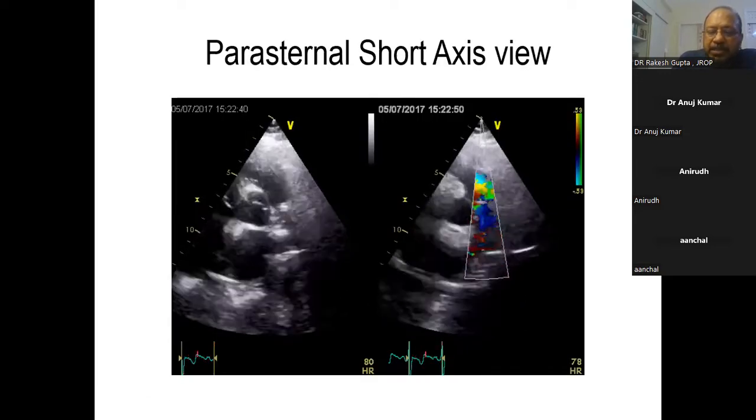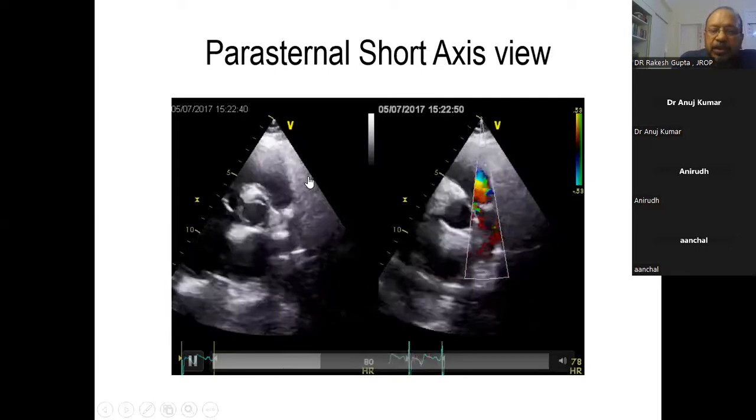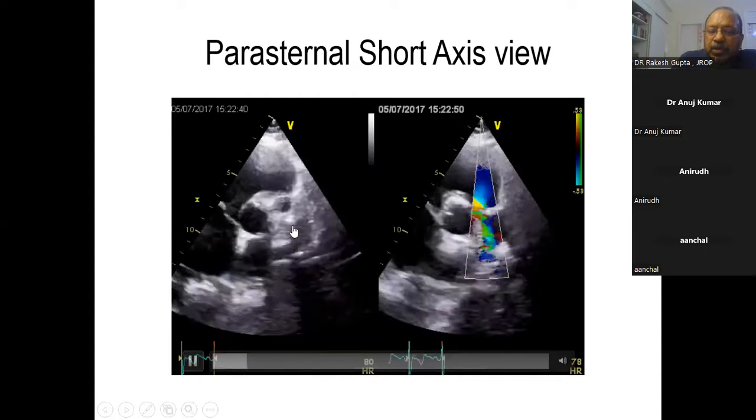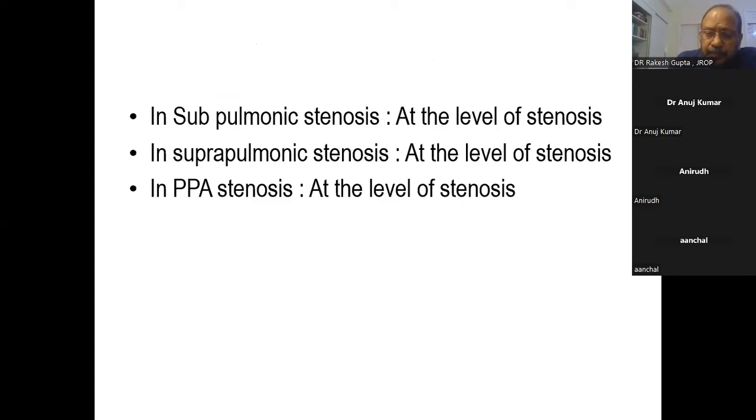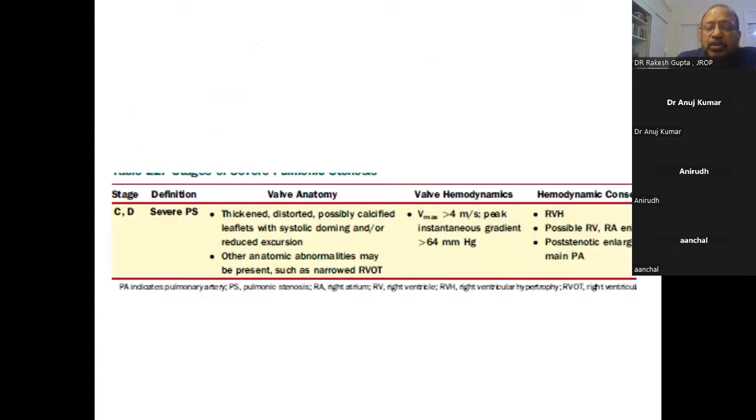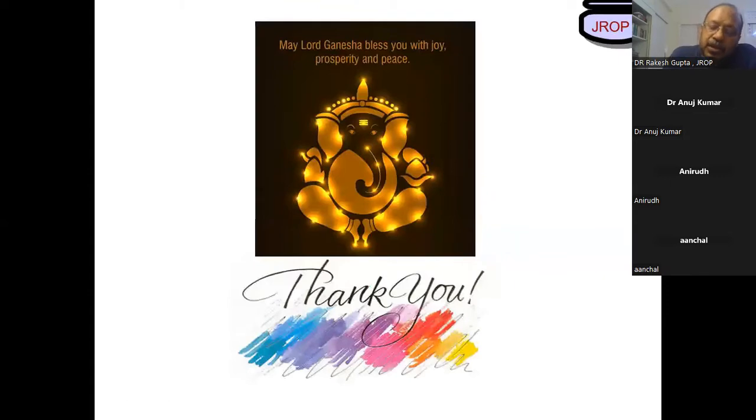How to assess PS? I showed you already. Parasternal short axis view at the aorta. It could be subpulmonic, pulmonic, or suprapulmonic. VSD can be seen, and measure the peak velocity, not the mean velocity. So we are measuring the peak velocity of the pulmonic valve, and this peak velocity has to be more than 4 meters per second to call it significant pulmonic stenosis. That's all in pulmonic stenosis.